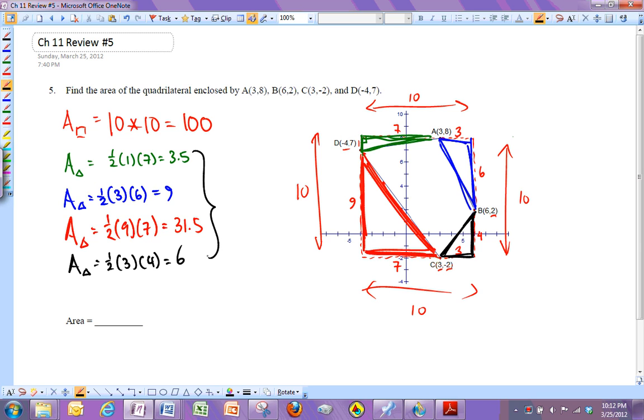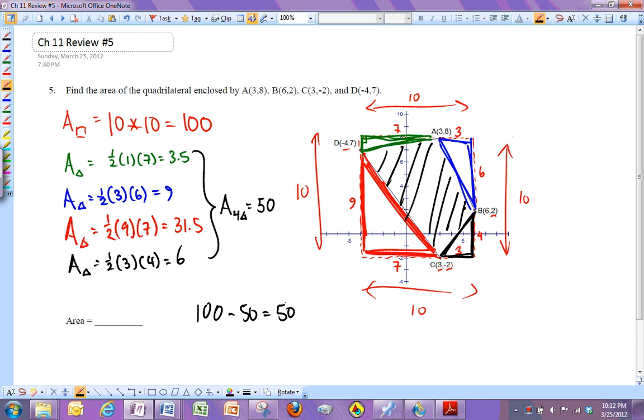And then if I add these 4 triangles together, I'm going to get, let's see, 35 plus 15, 50. That's interesting. So 100 minus 50 is going to be the area of my shape in the middle here. And 100 minus 50 is 50. So that's the area in the middle. It's exactly half.